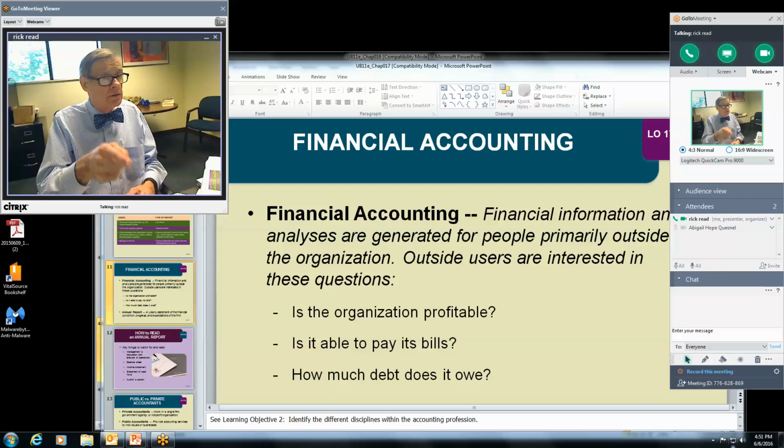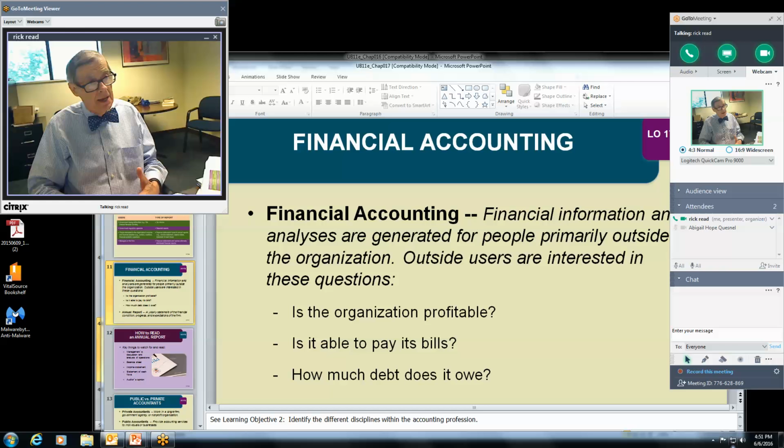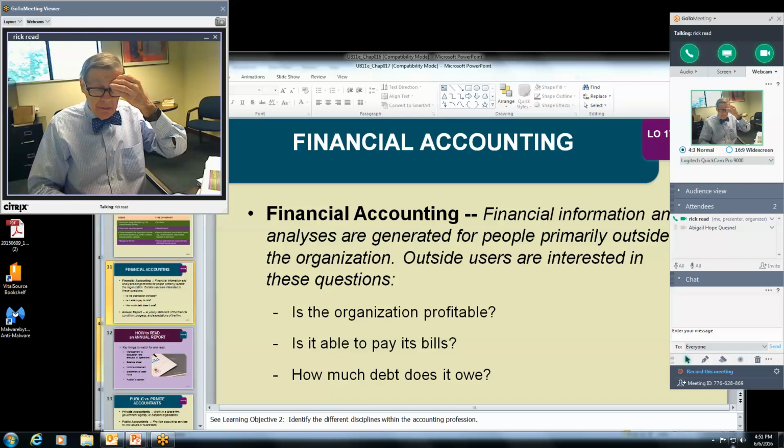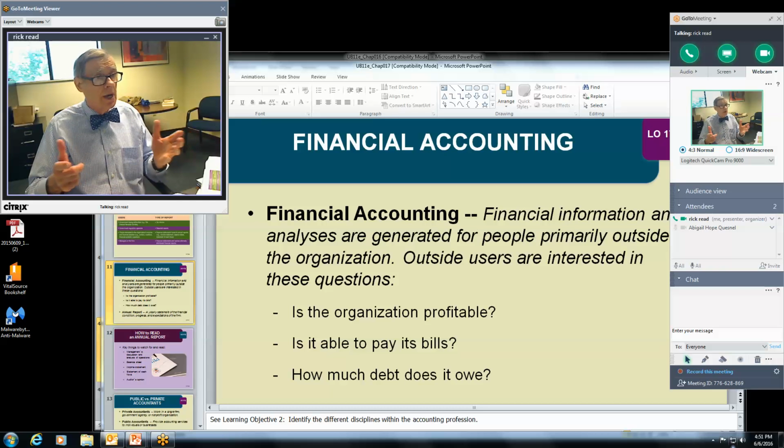So here are the questions that financial accounting wants to answer. Am I making money? Can I pay what I owe? And how much debt do I have? Now, that's a problem that a lot of people have when they get into the debt business. You and I know or understand that when we manage our checkbook, if we have more going out than we have coming in, we're going to be in serious trouble.